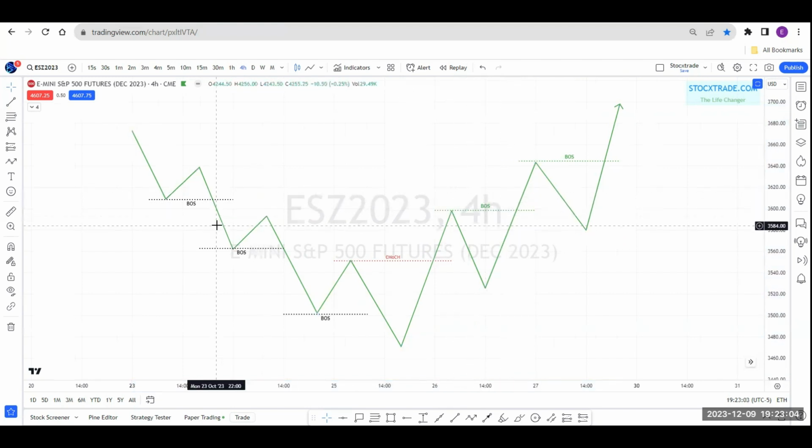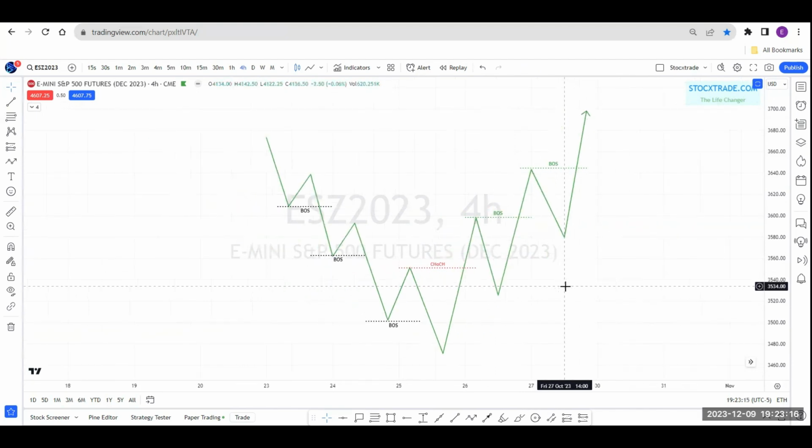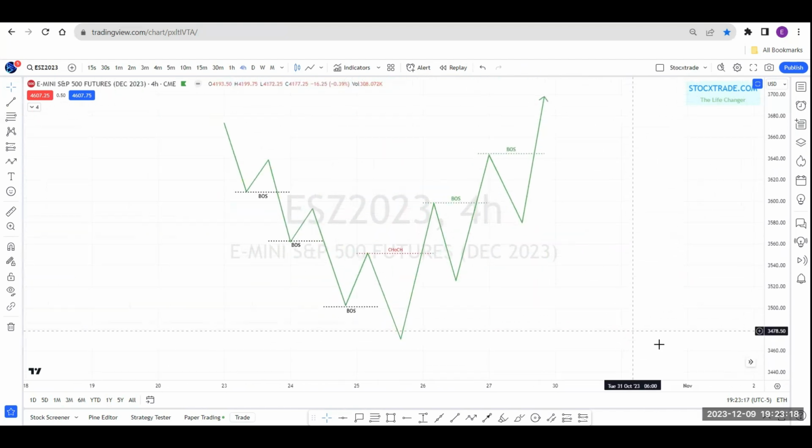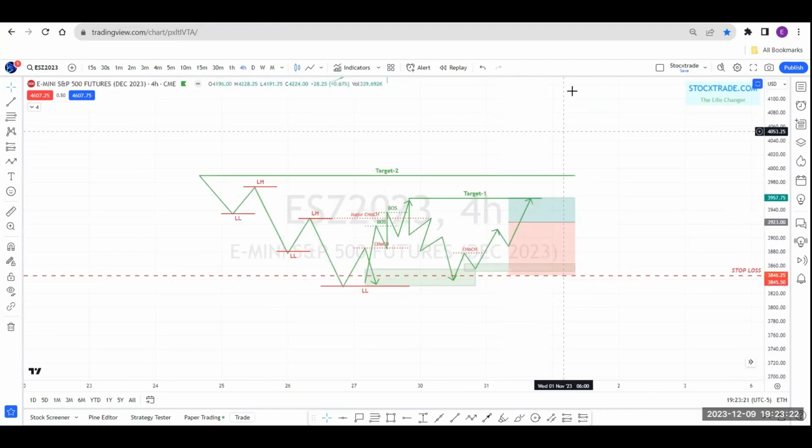Once you are breaking the lower low, you are breaking the bearish structure. Once you are breaking the higher high, you are breaking the bullish structure. Understand, guys? Exactly, break of structure. Any question regarding the break of structure? Okay, no, so I am assuming everyone is following.